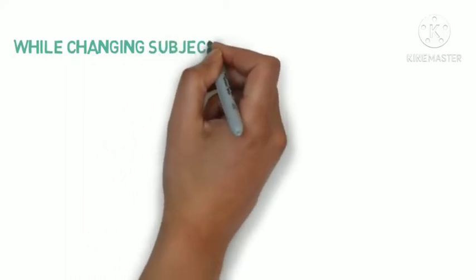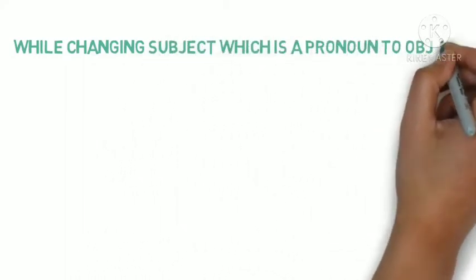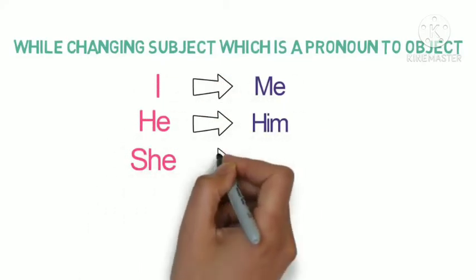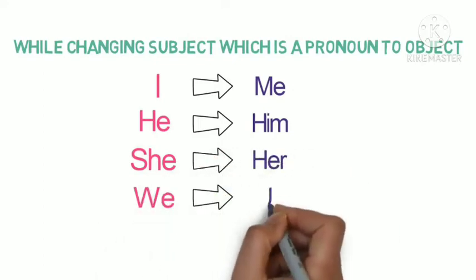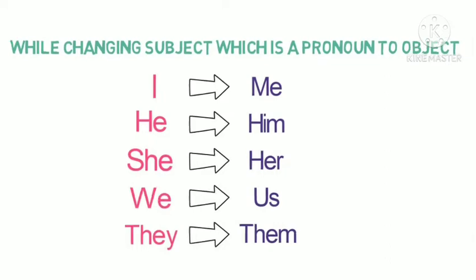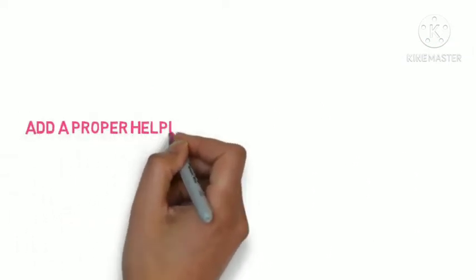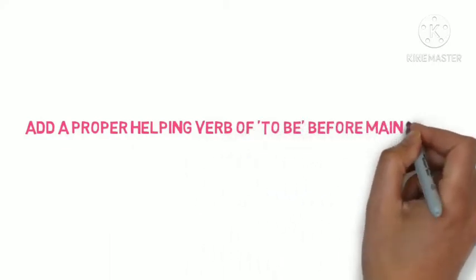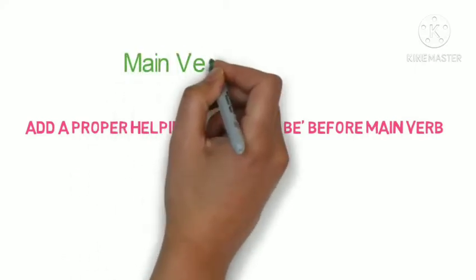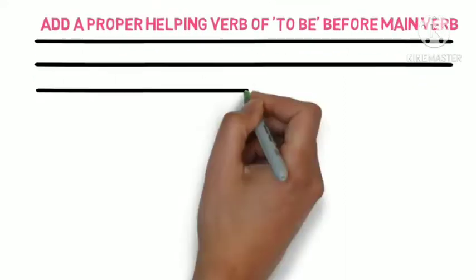Next, while converting active voice into passive voice, we should know the changes that happen in the subject. So the subject I will change into me, he will change into him, she will change into her, we will change into us, and they will change into them. The next point, add a proper helping verb of to be before the main verb. I'll show you a chart with the help of the main verb. So let's look at that chart.